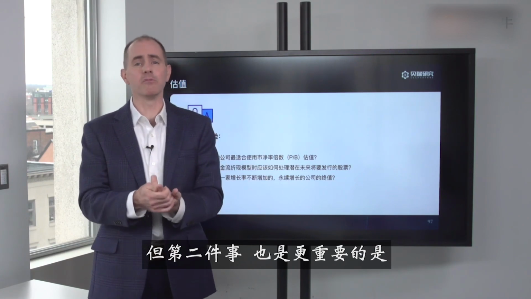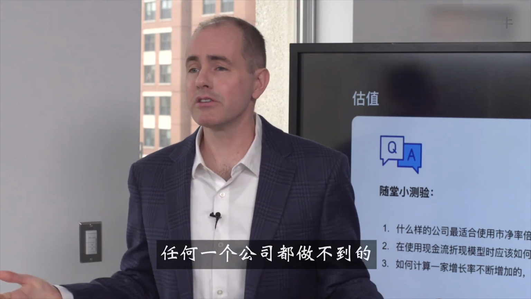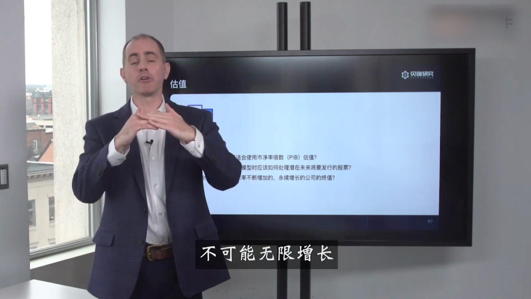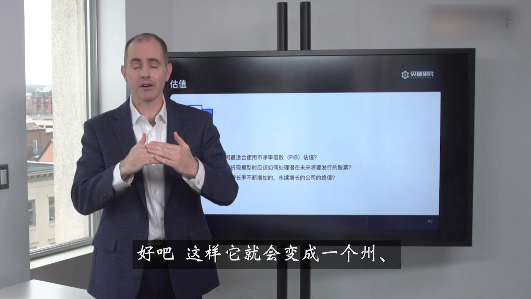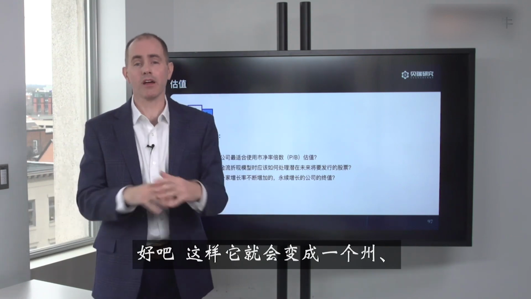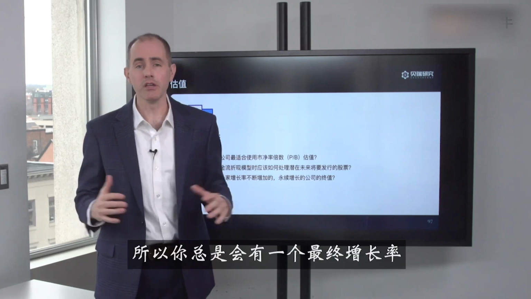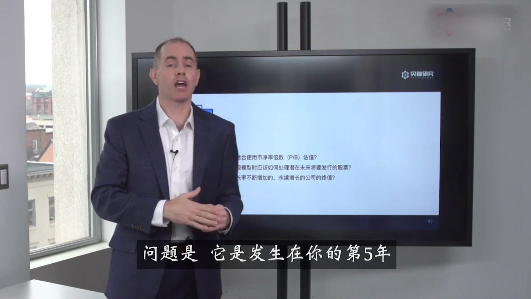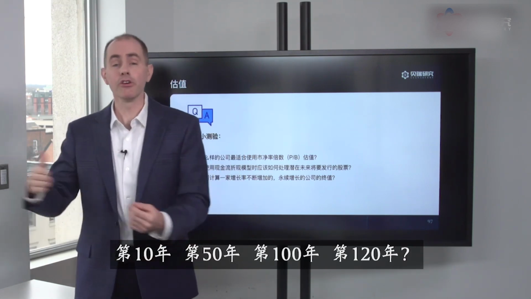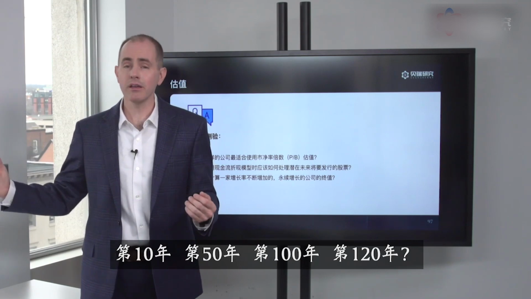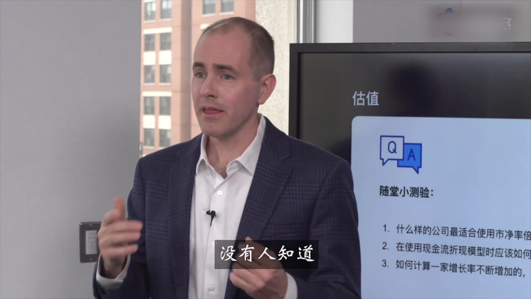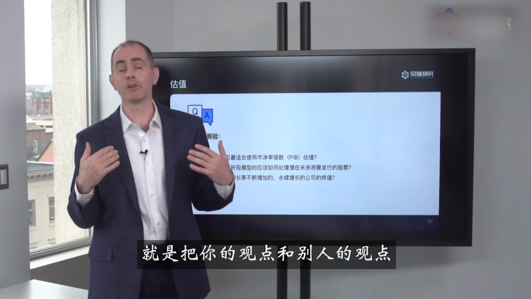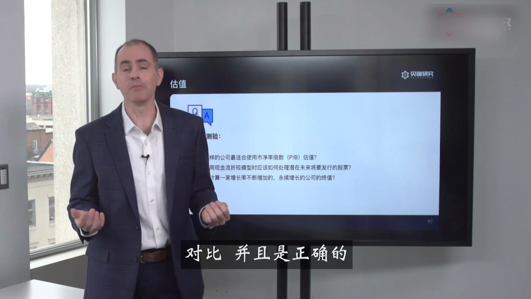But second thing, and even more important, is that a company just couldn't do that. It could not grow forever. All trees eventually stop growing. Nothing grows to the sky. All right, so it would just become the entire economy of a state, of a country, or a region. So you're always going to have a terminal growth rate. The question is, does it happen in year 5, year 10, year 50, year 100, year 120? Nobody knows, but that's what makes investing potentially profitable, is putting your views up against someone else's and being right.